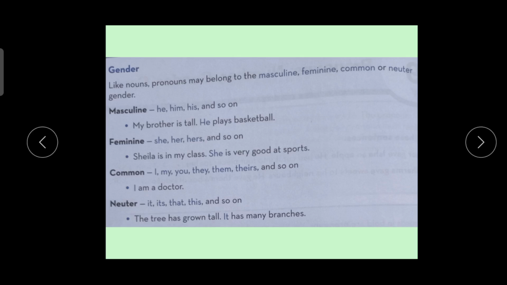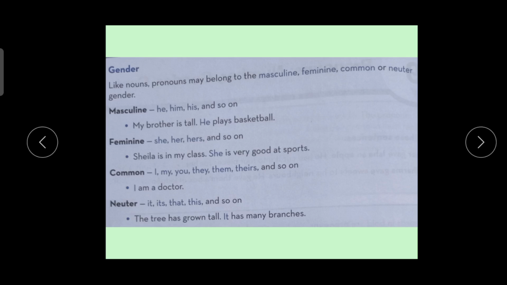Masculine gender: he, him, his, and so on. Dear students, all those pronouns which are used to refer to a male person are known as masculine genders. For example, he, him, his, and so on. My brother is tall, he plays basketball. If we use he, him, or his in a sentence, then we can say that we are using masculine pronouns.